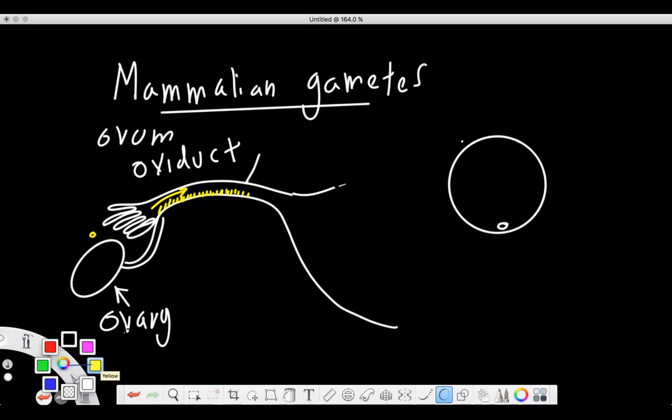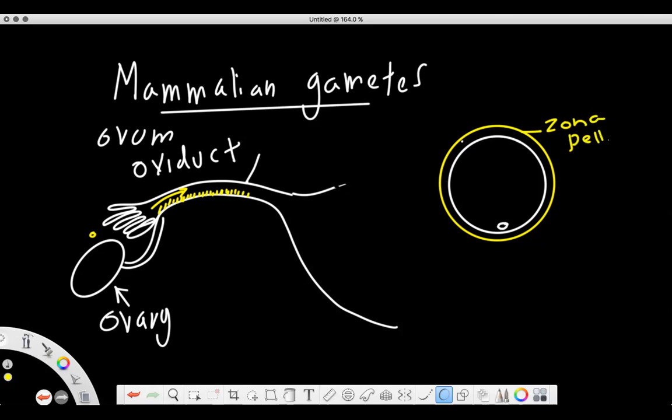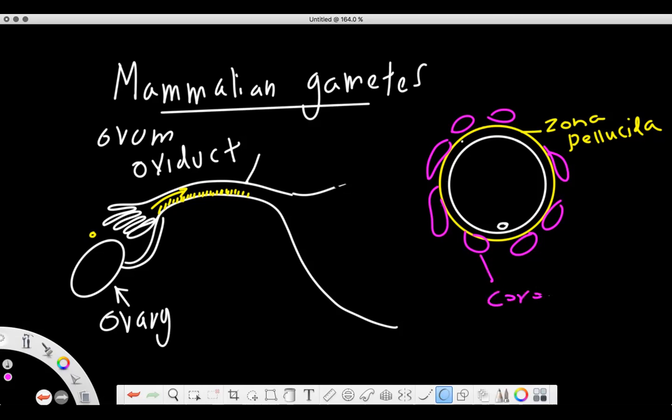Another thing is that this cell is surrounded by a very special layer. This yellow colored thick layer is called the zona pellucida. We can also see, surrounding this zona pellucida, supporting cells which are visible during the maturation of the egg cells. These cells make another layer which is called the corona radiata.